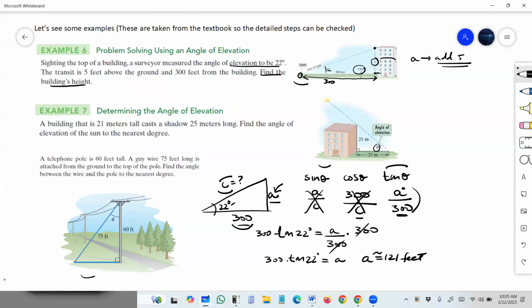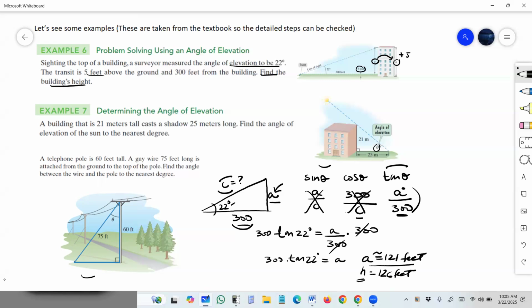This is in feet, right? The original question was in feet. So 121 feet. So now go back to the picture because you don't have to worry about the height above. We found A, okay? But this thing is 5 feet above. So the height of the building H is whatever A is plus 5. So I am solving for H. I'm not solving for A. So H is 126 feet.